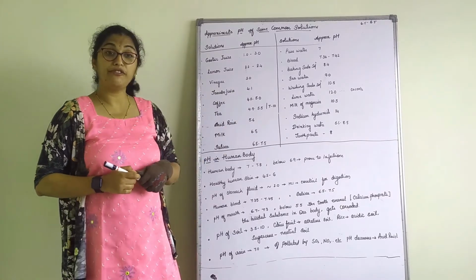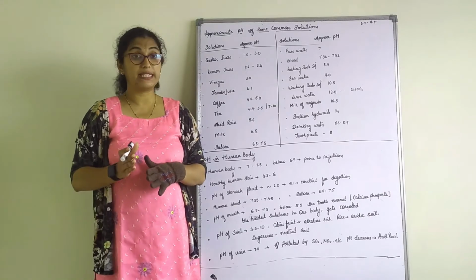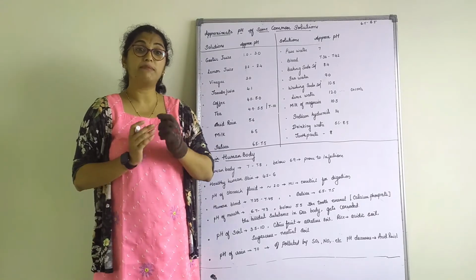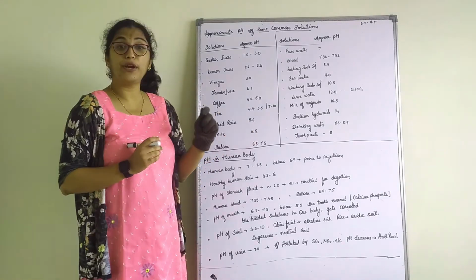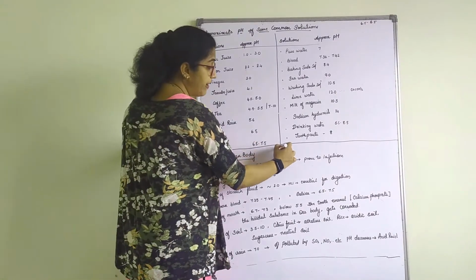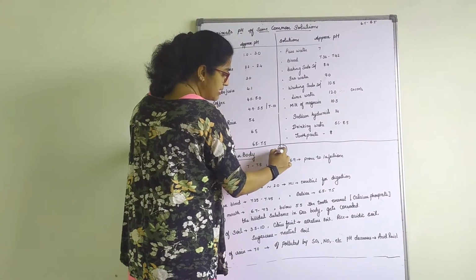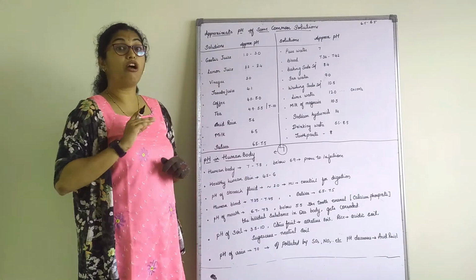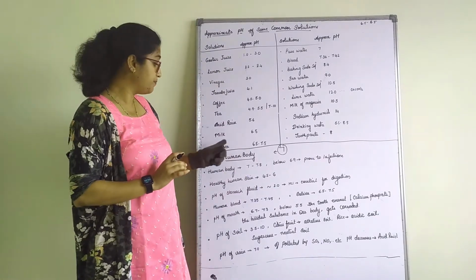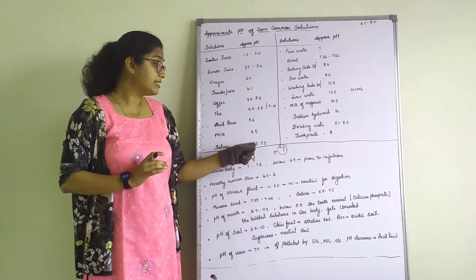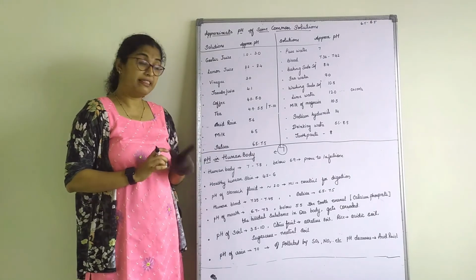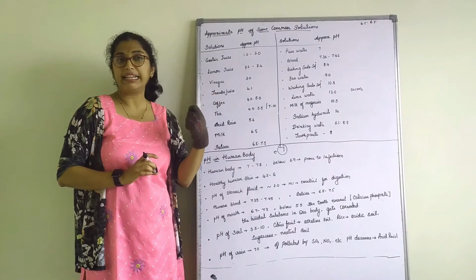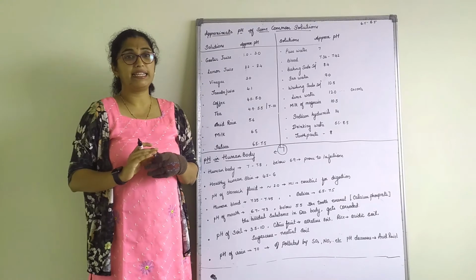Milk is 6.5. Milk is not basic. Milk is acidic, but since it is 6.5 and the neutral value is 7, it is slightly acidic but not completely acidic. Okay. Saliva is 6.5 to 7.5. That means saliva is slightly acidic as well as slightly basic.